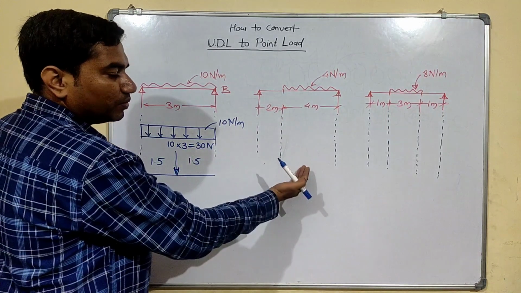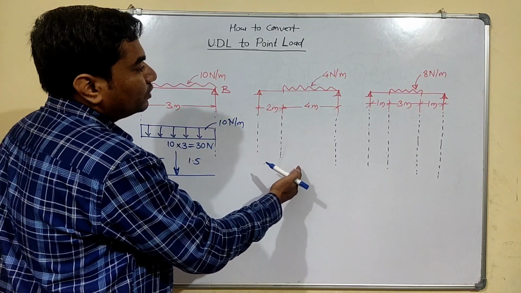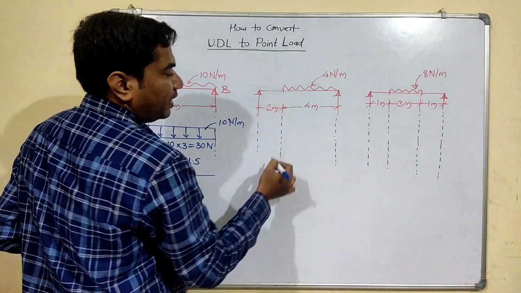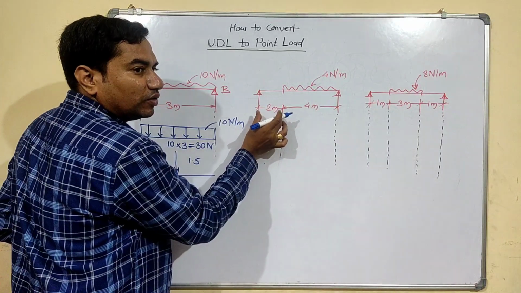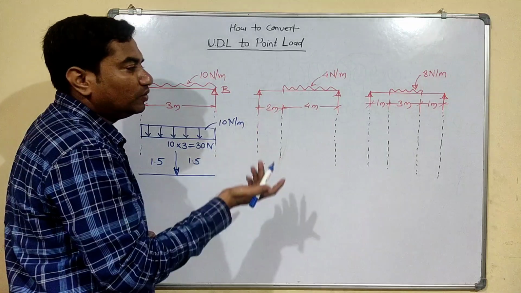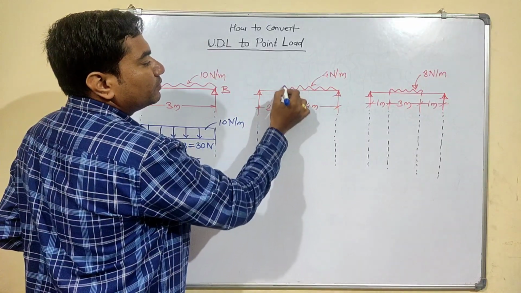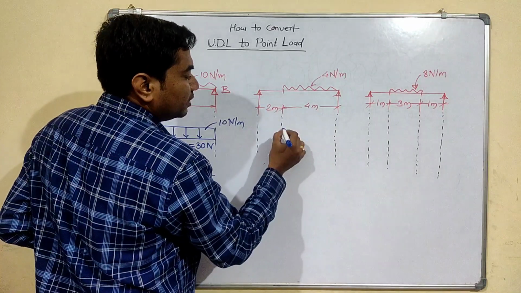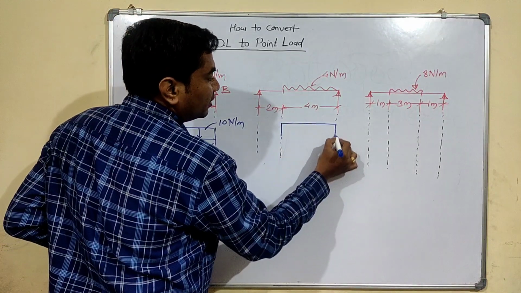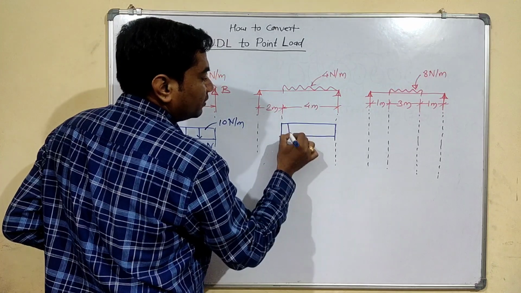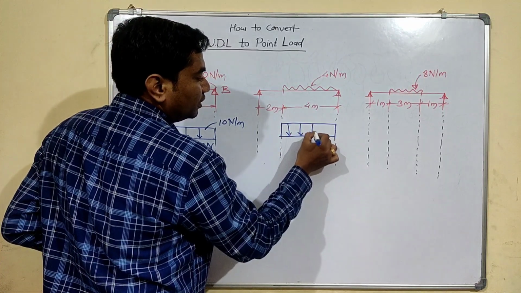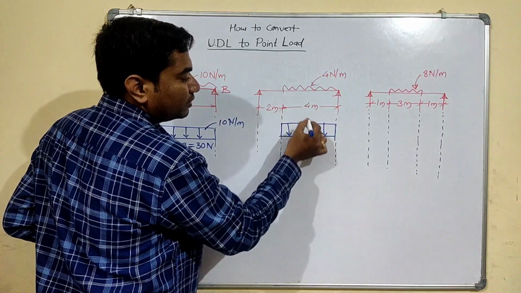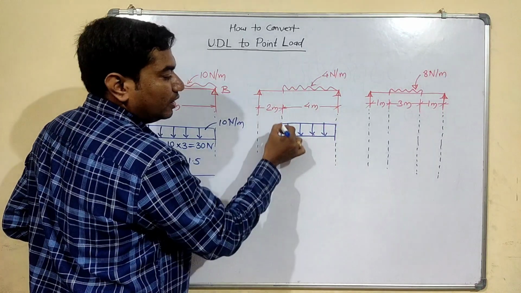Similarly, if we take an example next to this, now here the UDL is acting on some part of the entire span, and 2 meter span of this beam is free of the loading. So the UDL is given on some part of the beam. So now if you have to convert this, we can say the UDL is acting on this span only. So this is the representation of UDL. So where will the CG of this rectangle act? That is the center of this UDL length.